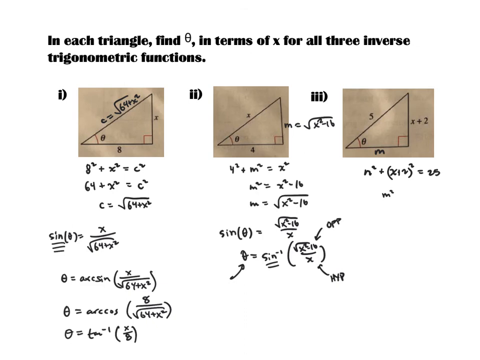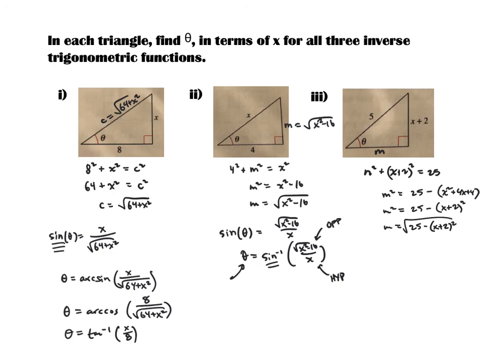So m squared would be equal to, I don't know how I want to do this. Do I want to expand that? Okay, fine, I'll expand it. That's x squared plus 4x plus 4. So m squared would be equal to 25 minus, nah, you know what? I'm going back on my word here. I'm just going to leave it like this. So m would be equal to the square root of 25 minus the quantity x plus 2 squared.